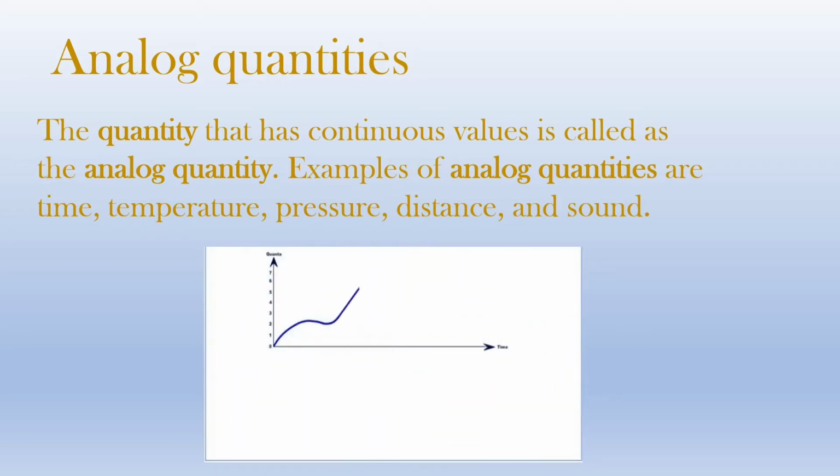In the form of a graph, how can we represent an analog quantity? Let's take a look. So this is the graph of any analog quantity. A continuously varying curve or a continuously varying slope represents an analog quantity.